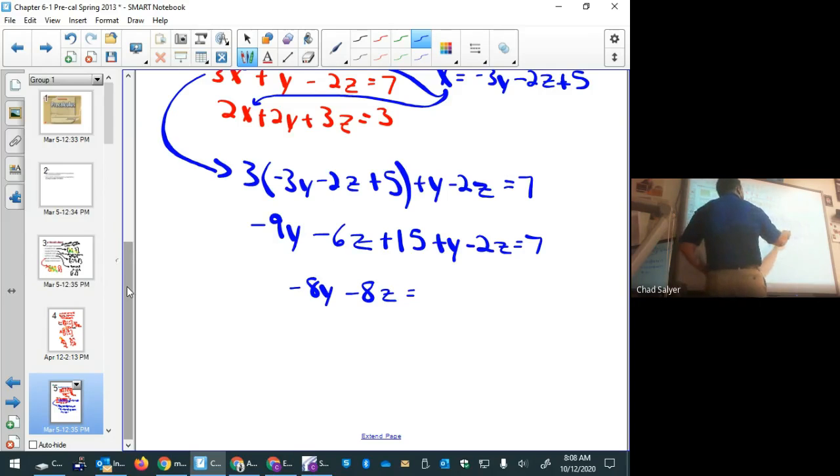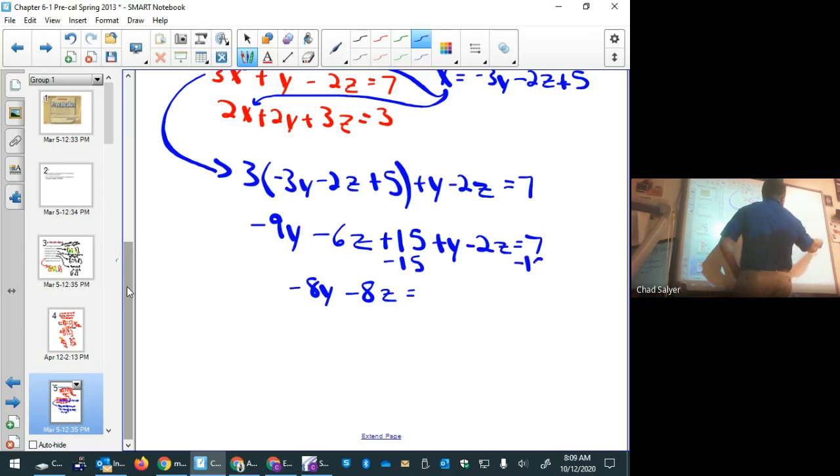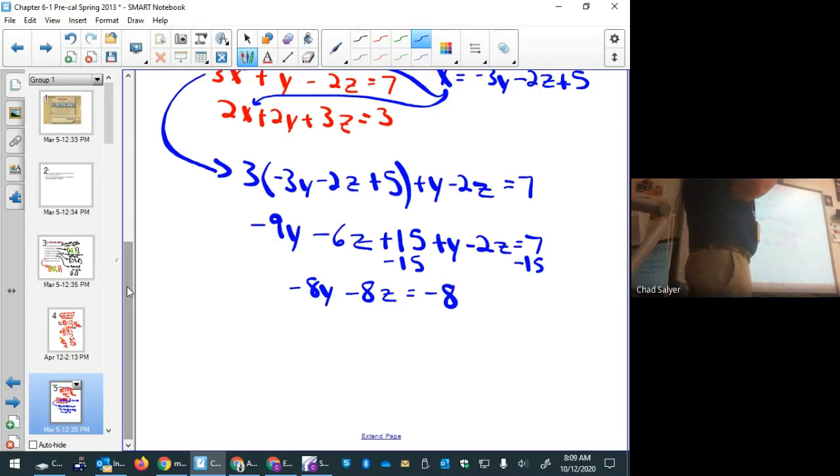And then I've got 15 over here and 7 over here. So if I subtract this 15 away, I get negative 8. So I can divide through by negative 8, and I get y plus z equals 1. Notice the x part is gone. So I now have just two variables.